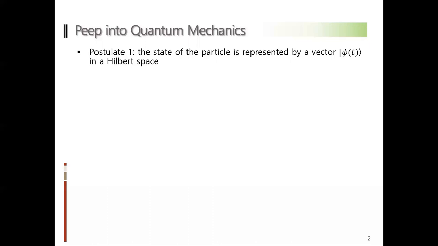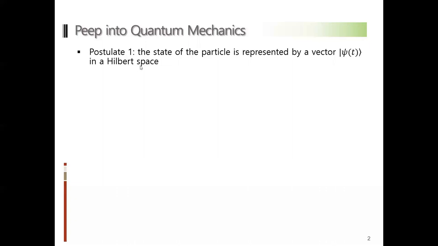There are three most important postulates, and today we will look at only two of them. The first postulate we have to consider is that the quantum state of the particle is represented by a vector in a Hilbert space. Many of you saw the concept of the Hilbert space for the first time, but the concept is relatively simple compared to its a little bit scary name.